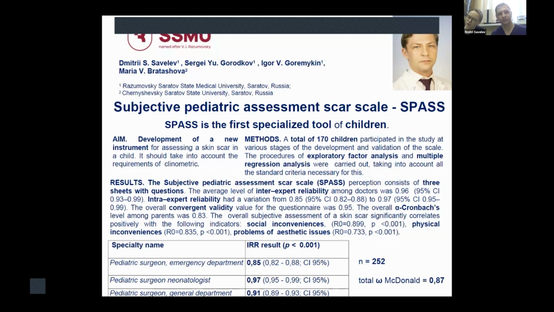Hello, thank you so much for the opportunity to speak at a high-level international conference to present to your attention the results of our work. My name is Dmitry Savelyev. I'm a pediatric surgeon at Miratortsev Clinical Hospital in Saratov and assistant at the Department of Pediatric Surgery at Razumovsky State Medical University. This is my translator, Anastasia Yudina, a pediatric surgeon at the Miratortsev Clinical Hospital in Saratov too.